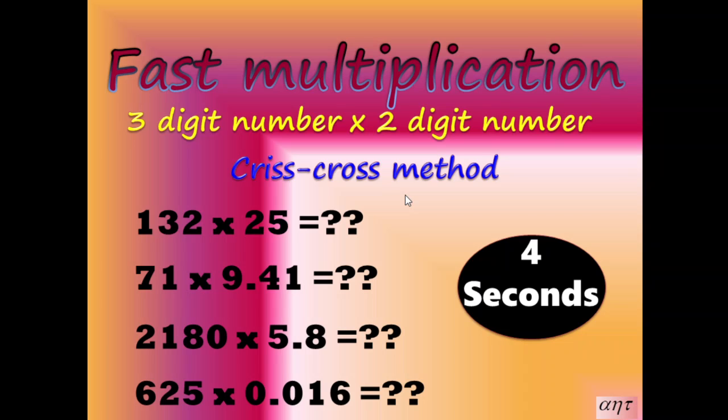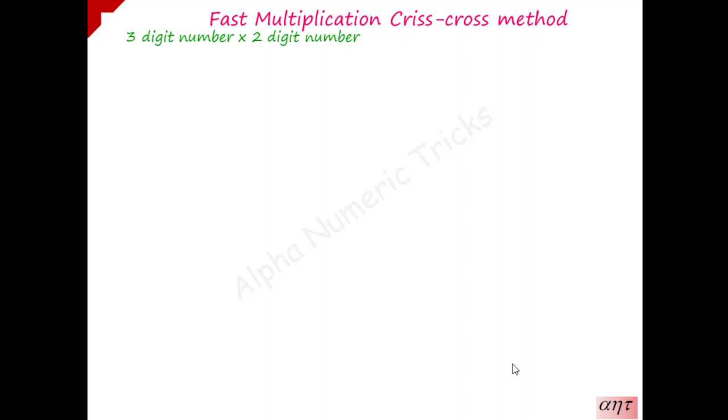Now we are going to see how to multiply this type of numbers and get the answer within 4 seconds. Fast multiplication using criss-cross method. Here we are going to see how to multiply 3-digit number by 2-digit number. Consider this problem. 132 is multiplied by 25. 132 is a 3-digit number, write it, and 25 is a 2-digit number.